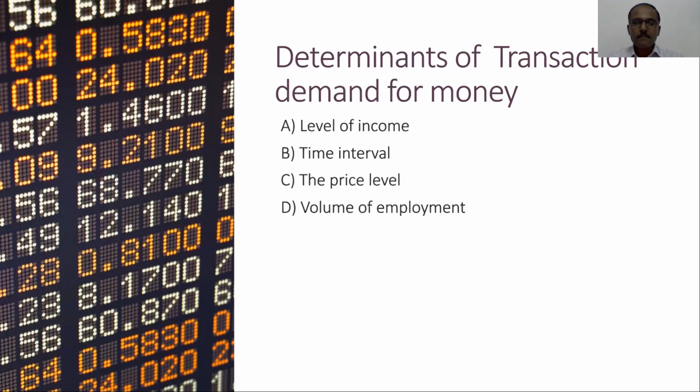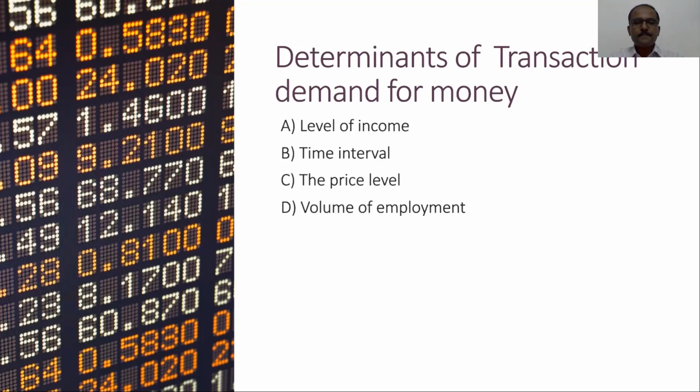One is the level of income, second is the time interval, third is the price level, and fourth is the volume of employment. Quickly have a relook. This is very important. The higher the level of income, the more the demand for money. The more the frequency of receiving income, the less the demand for money. I'm talking about transaction demand for money. The higher the price level, the more the demand for transaction money. And lastly, the higher the employment, the more the demand for transaction money.